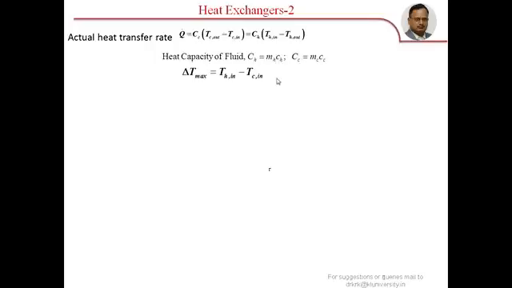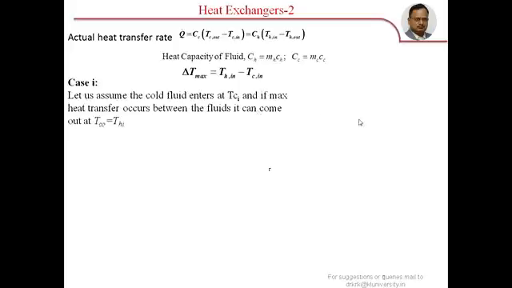And the maximum temperature difference you can achieve is when you take the temperature difference between inlet hot fluid temperature minus inlet cold fluid temperature. That is always because the highest temperature is hot fluid inlet temperature. The lowest temperature in the heat exchanger is cold fluid inlet temperature. So that difference is the delta T maximum.